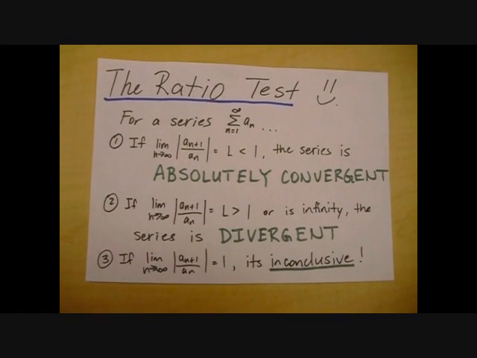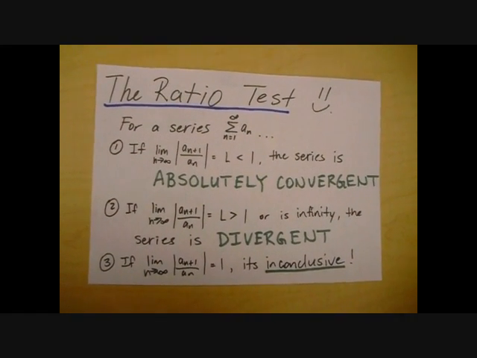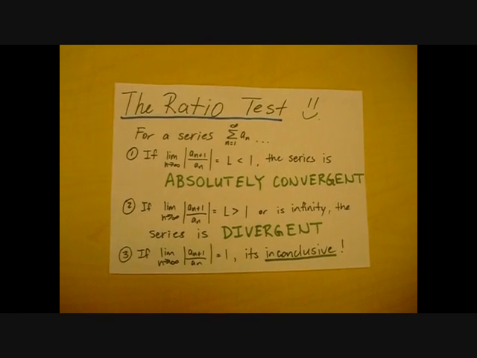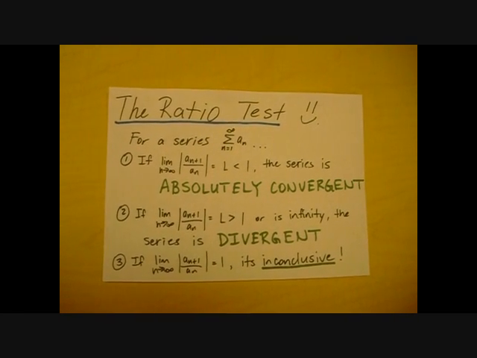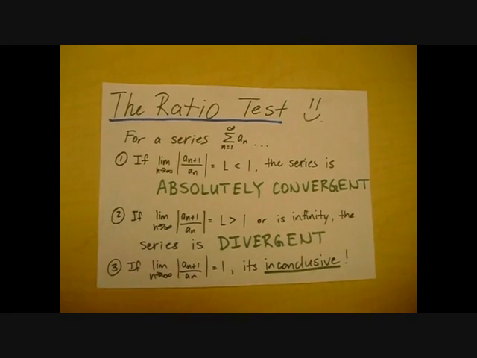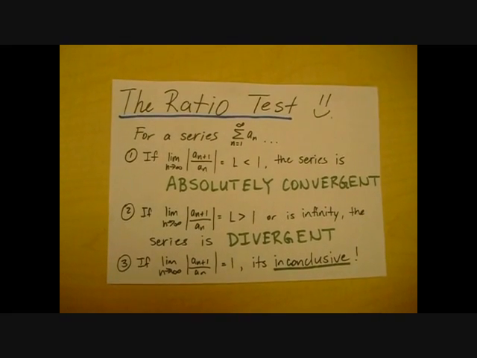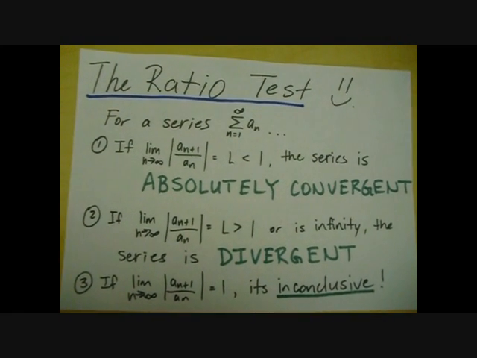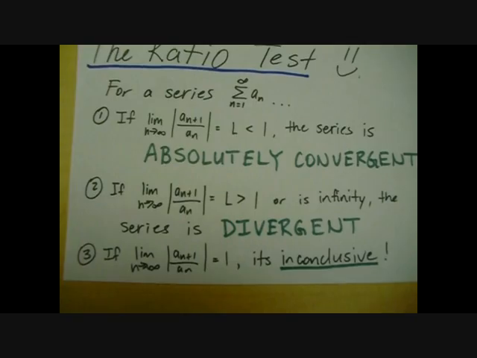You gotta use my test. This is the ratio test. So for any series of that form shown, if we take the limit as n approaches infinity of the absolute value of the n plus 1th term over the nth term, and we call that limit L: if L is less than 1, the series is absolutely convergent. If L is greater than 1 or is infinity, the series is divergent. And if L is equal to 1, it's inconclusive.